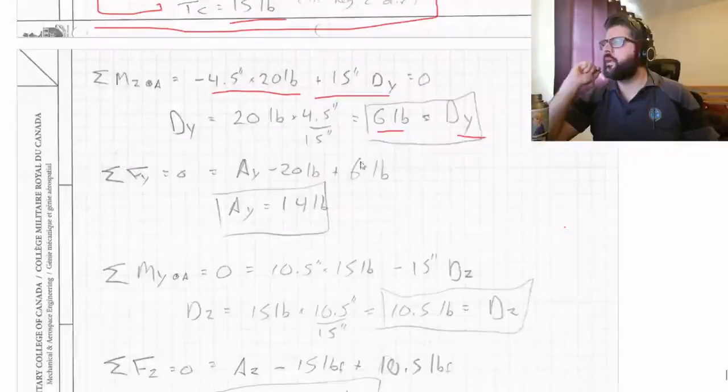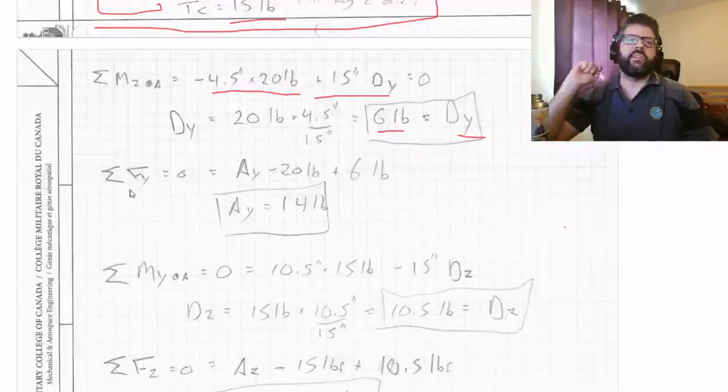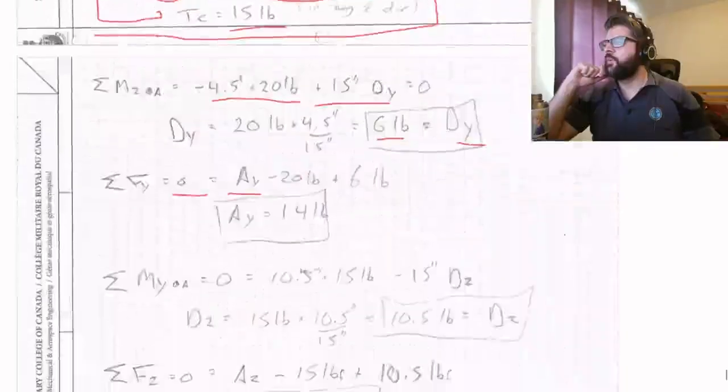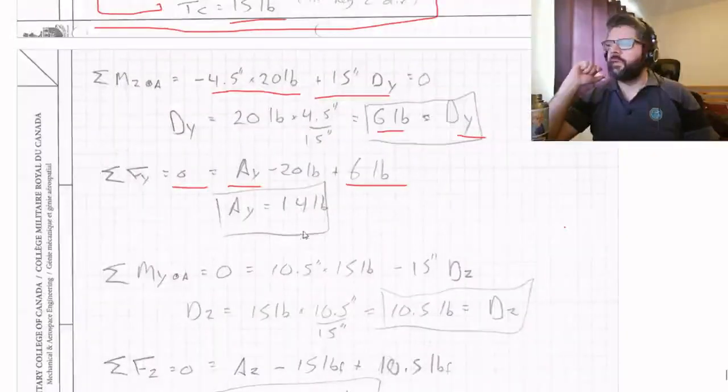So now that we have dy, we can solve for ay just by summing the forces in the y direction. So 0 is going to be equal to ay minus the 20 pounds from the tape plus the 6 pounds from the support on the other end, means that we got our ay of 14 pounds.